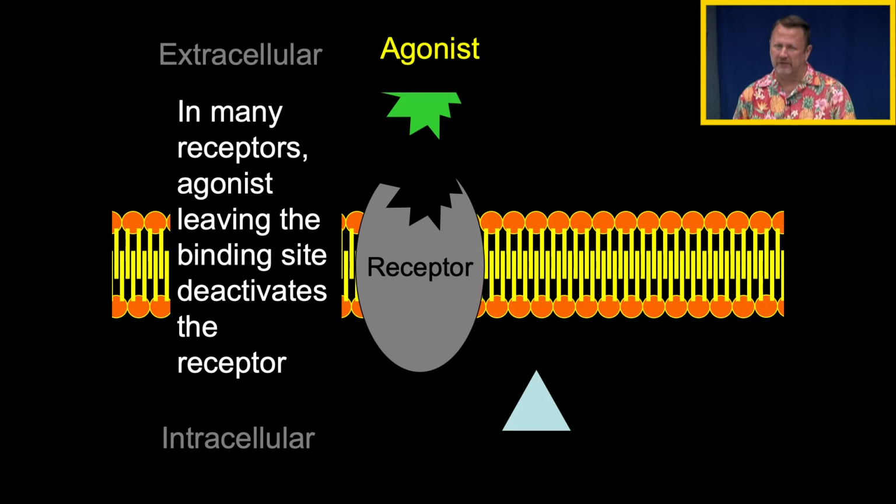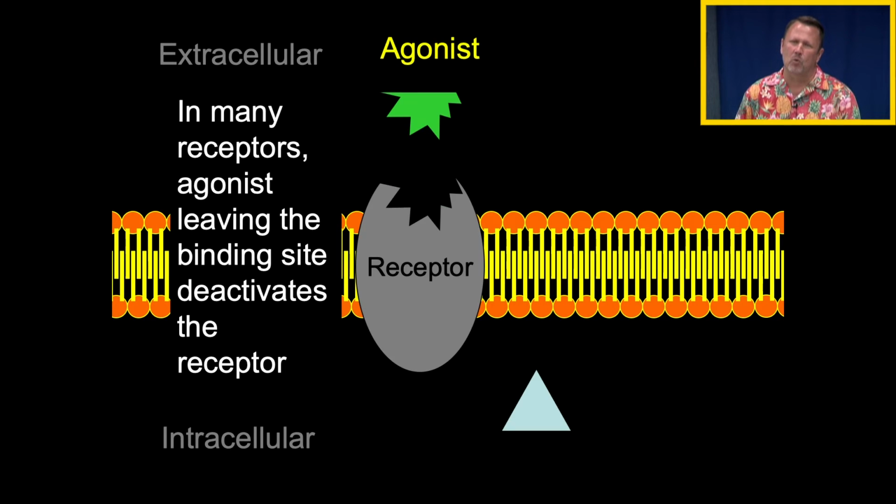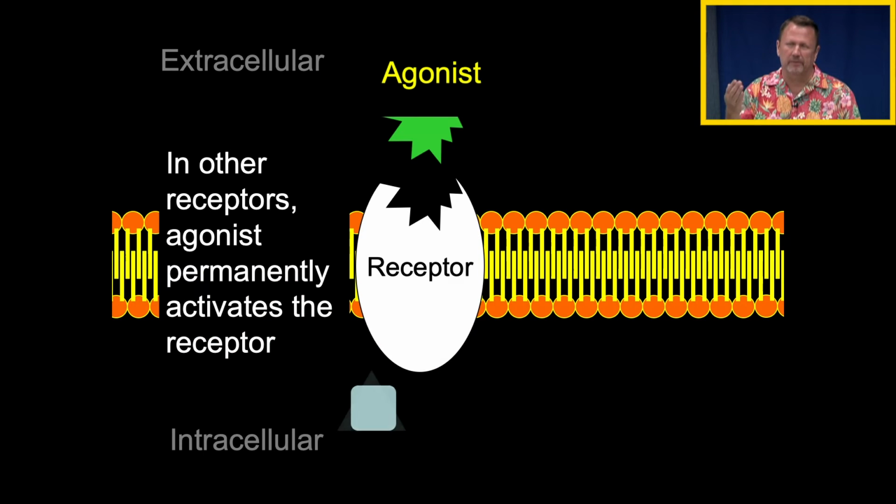The near entirety of time, I want you to remember this. Agonist binding to receptor activates the receptor. Agonist moving away from the receptor deactivates the receptor. All right, like normal locks and keys. But there are some keys out there that can permanently activate the lock.